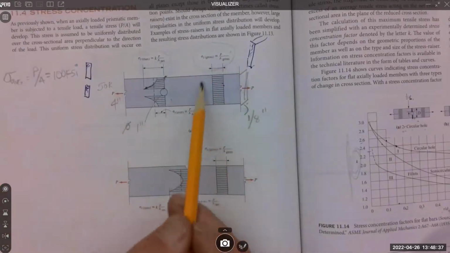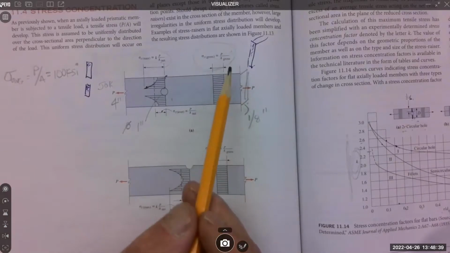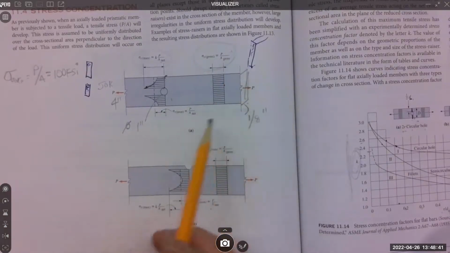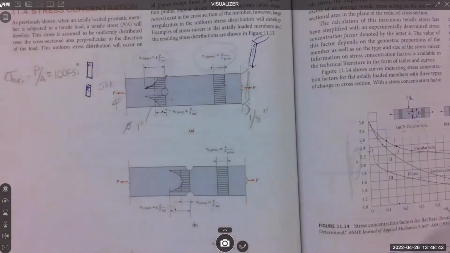So I just did this one first. And I did that on purpose because on the test, I'm going to ask you things like, what is the average stress? Okay, that's just P over A. I don't care if you see holes or whatever, it doesn't matter.